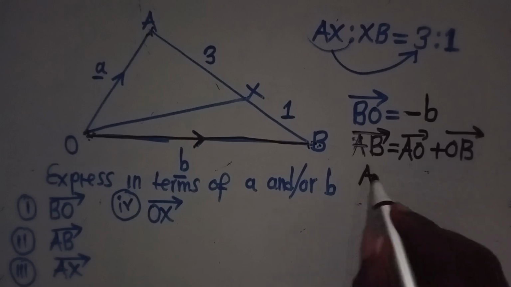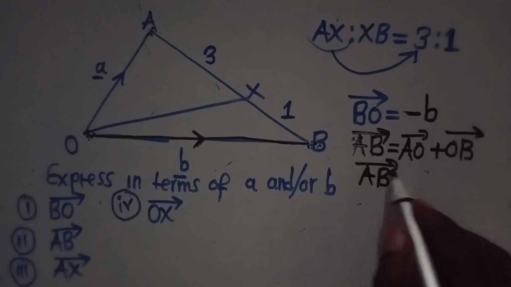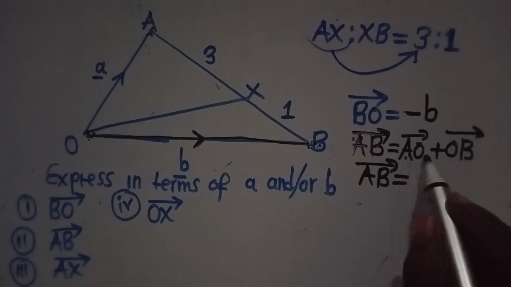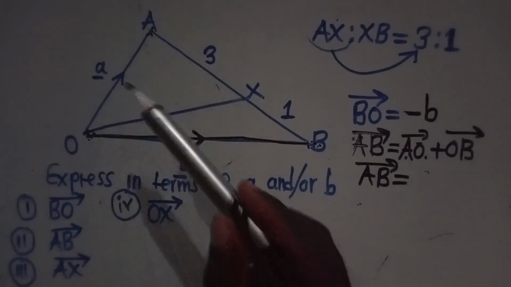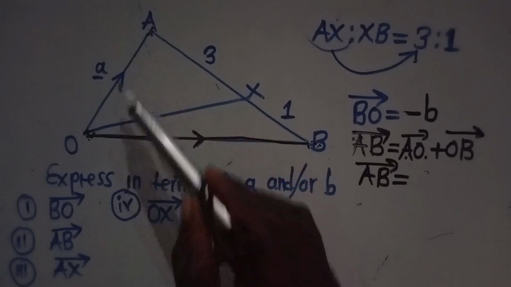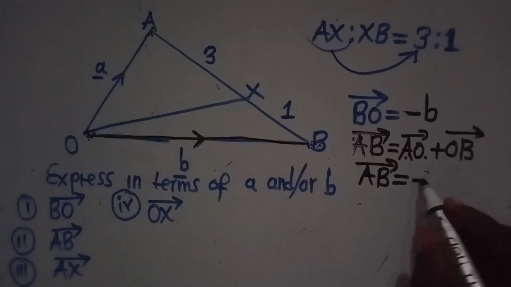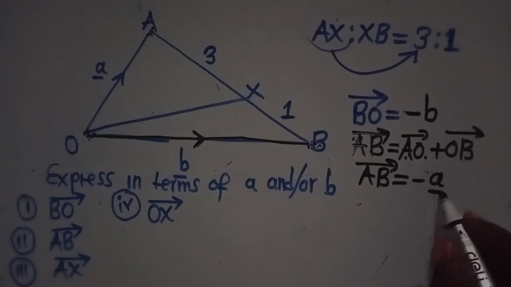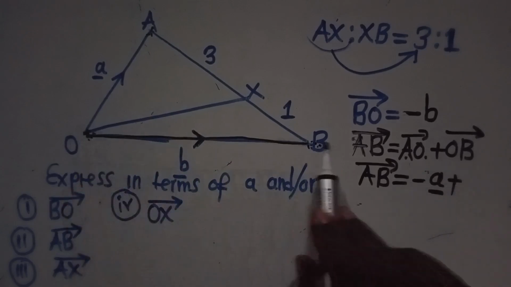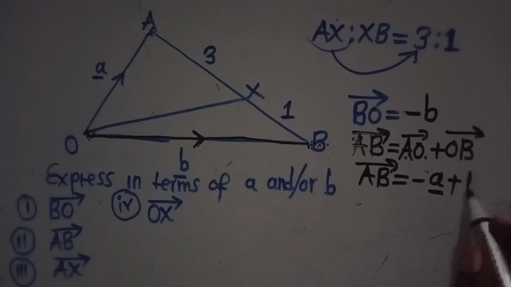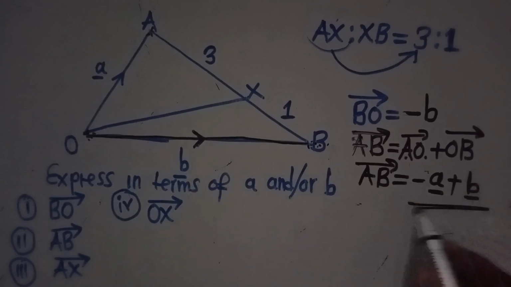So AB is now equal to, what is AO? Negative vector there, you are going against. Each time we are going against a vector, we say negative. Negative a. Then plus OB. OB, I'm going with a vector. So meaning that this is my answer. You can end there. There is no problem.